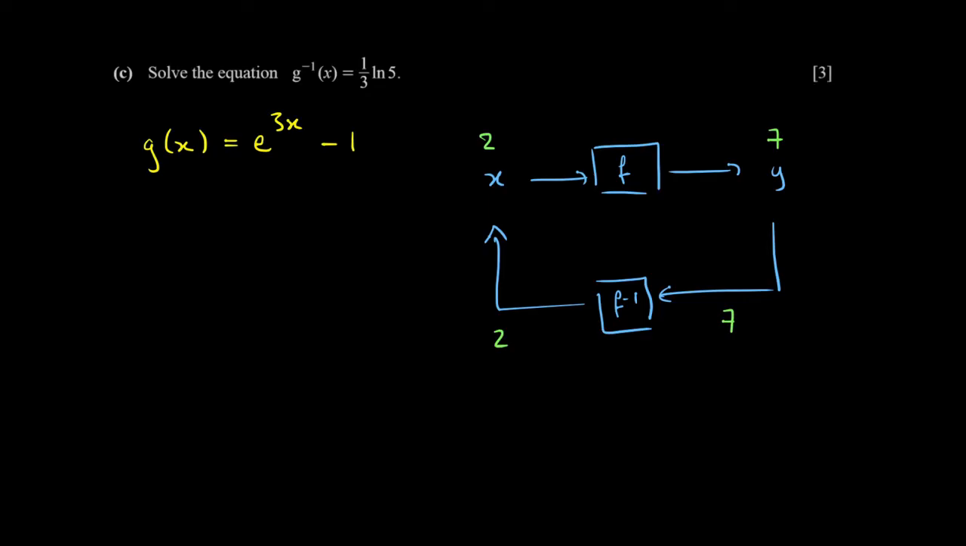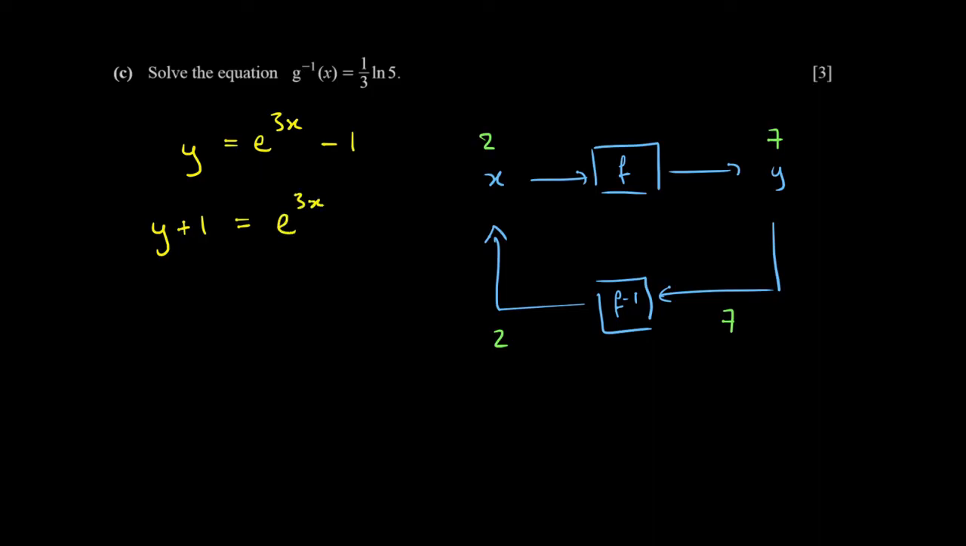So when it comes to finding the inverse function, really what we're doing is rearranging so that we make x the subject, right? So in other words, we go from y back to our original x. So that's what I'm going to do. I'm going to write y = e^(3x) - 1, and rearrange it to make x the subject. So I'm going to add 1, like that: y + 1 = e^(3x).